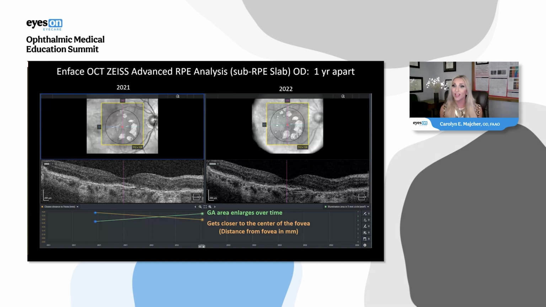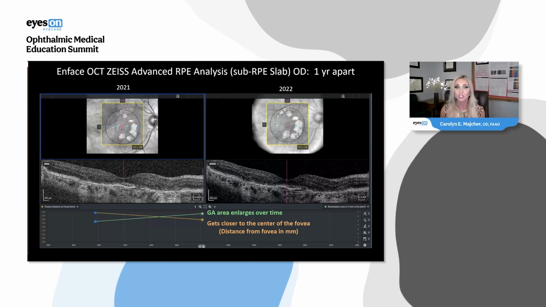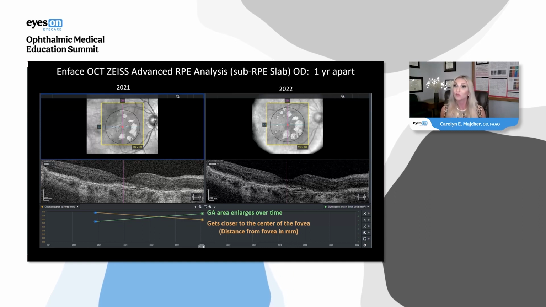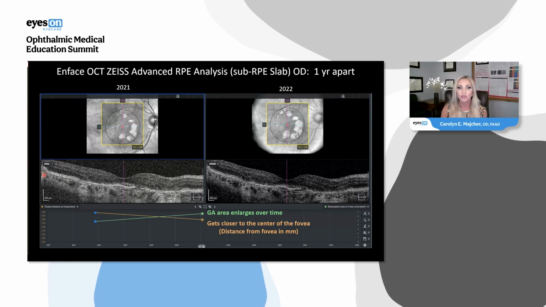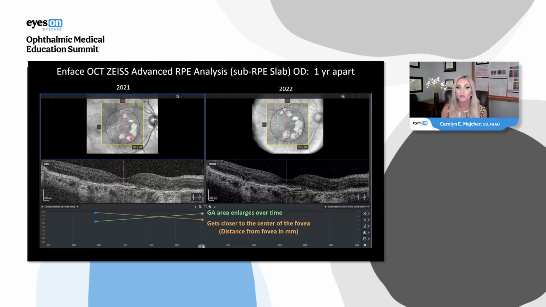So here's a better way, I think, to look at progression of geographic atrophy over time. This is en face OCT analysis, and specifically, we're looking at the Zeiss advanced RPE analysis, and this is the sub-RPE slab preset of that. What we're looking at is a slab of 2D data just underneath the RPE, and we're mapping out areas of choroidal hypertransmission. Remember these bright areas coming down through the choroid? We're seeing them now in a 2D format on this en face OCT image.